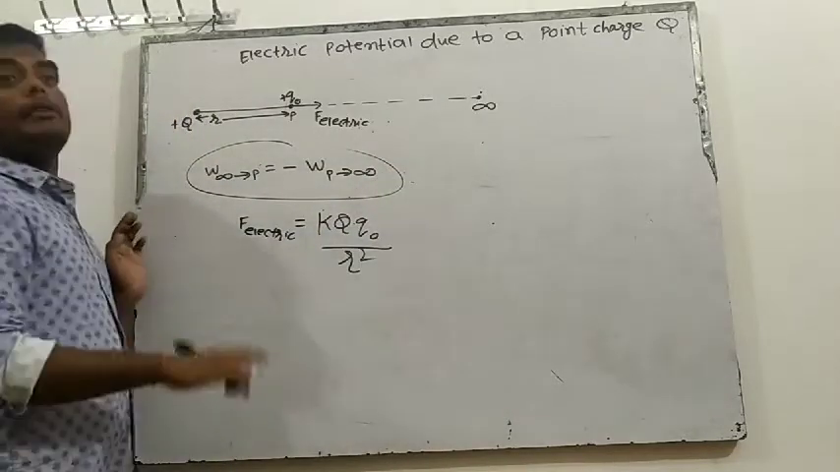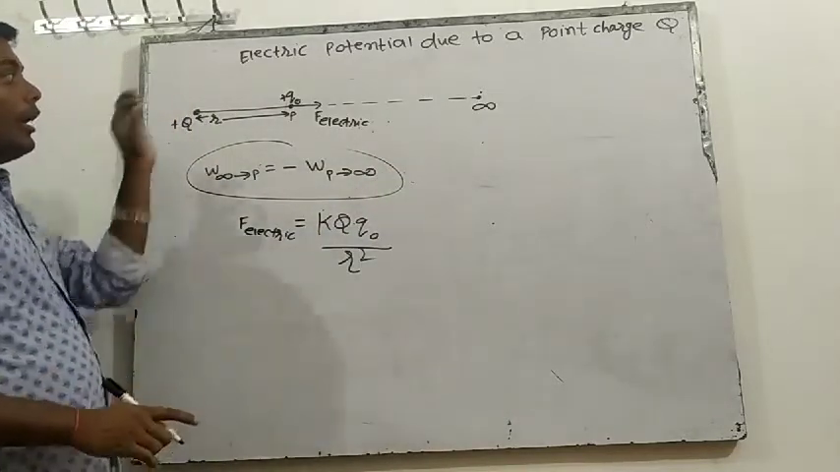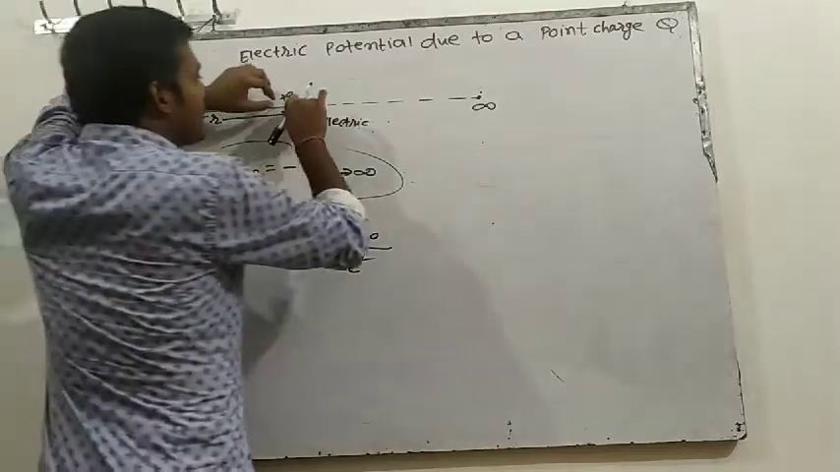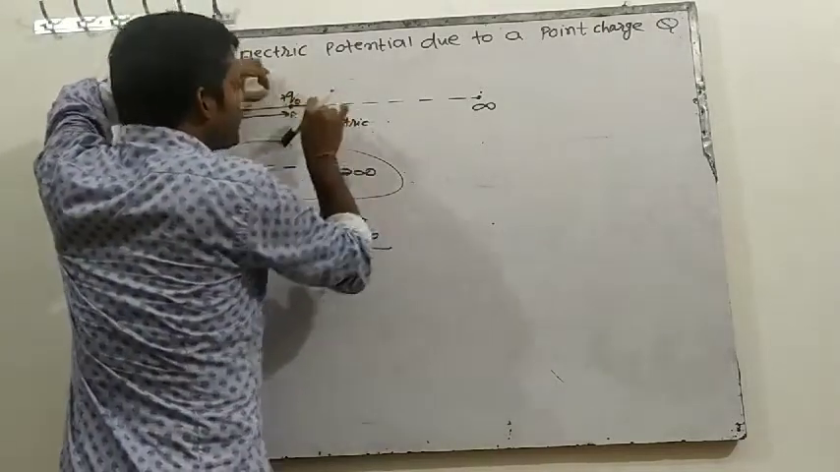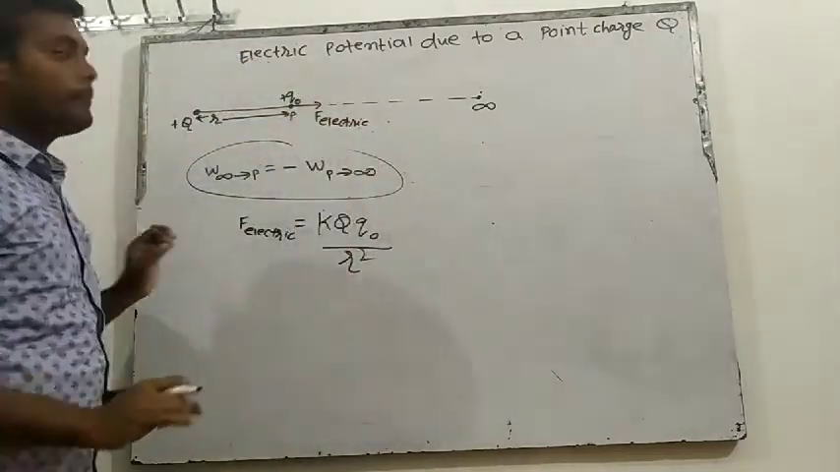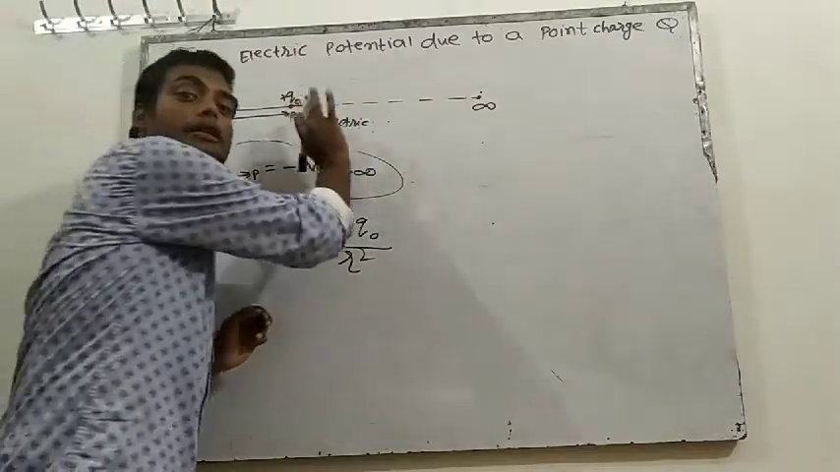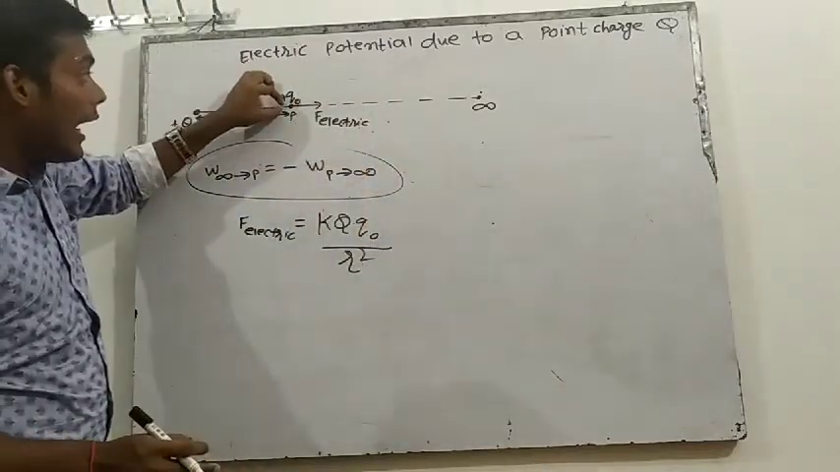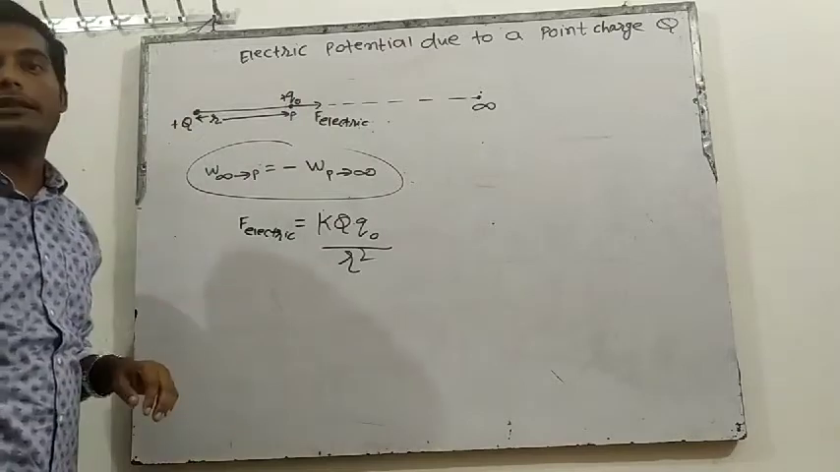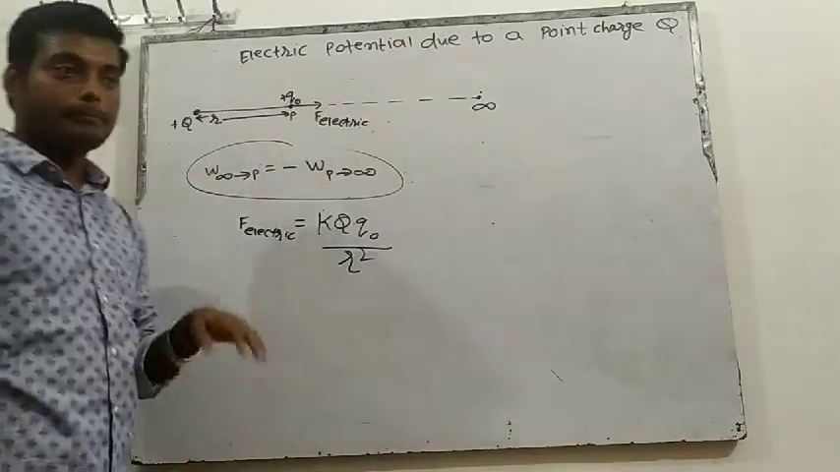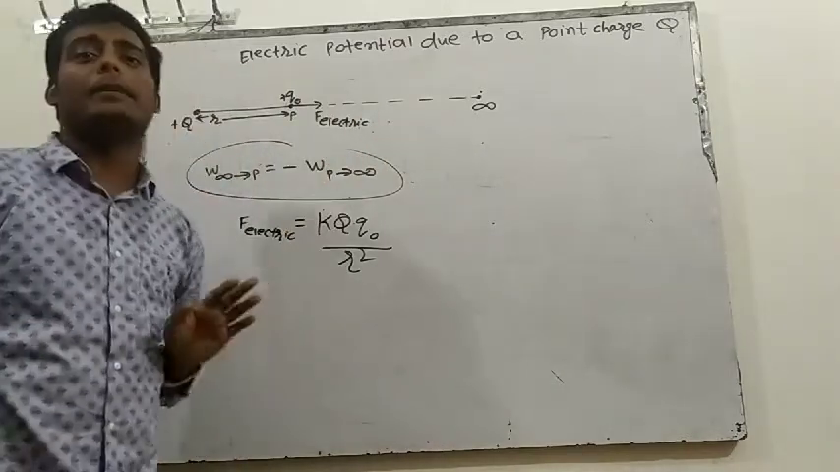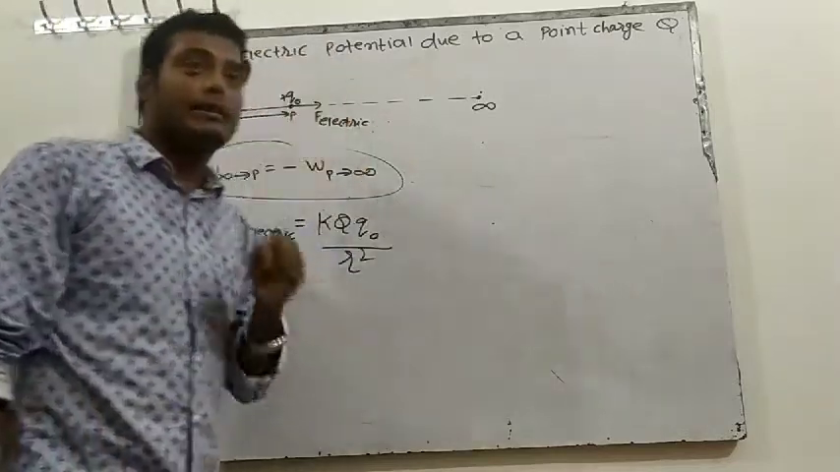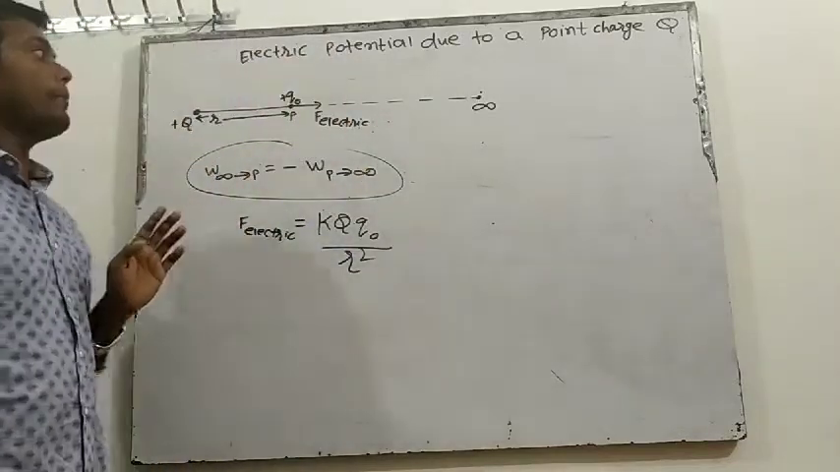So when will it go slowly? Suppose here 5 Newton force is acting in this direction, how much force is acting? 5 Newton. Then I will also apply 5 Newton force in this direction. Then it will go slowly. That means slightly less than 5 Newton, then it will move in this direction. But I will apply the same force.